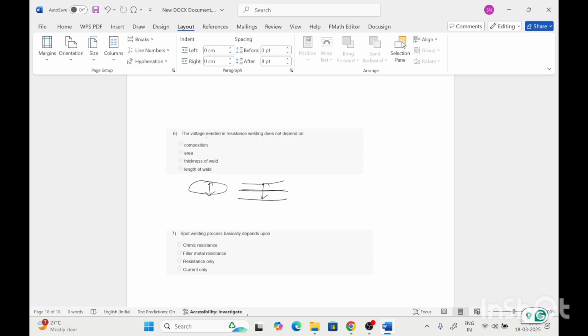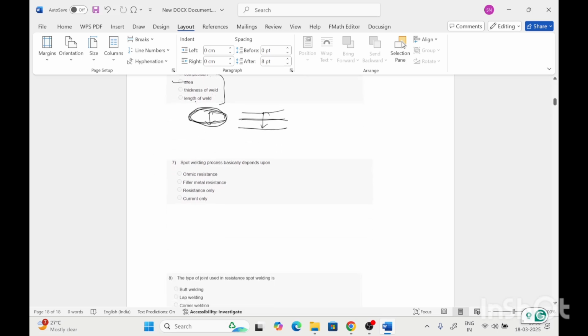Ma'am, I have no idea about this yet. The correct option here is area. So the voltage does not depend on the area of the weld. In all three it depends: composition, thickness and length. With decreasing thickness and length, the voltage increases, and with composition also the voltage will vary. And this area is the area of this welding, the nugget area. Yes, okay.